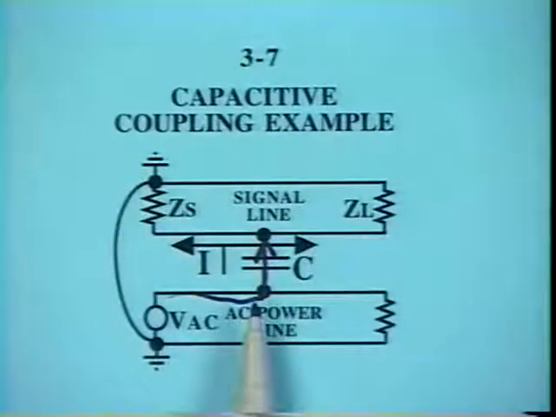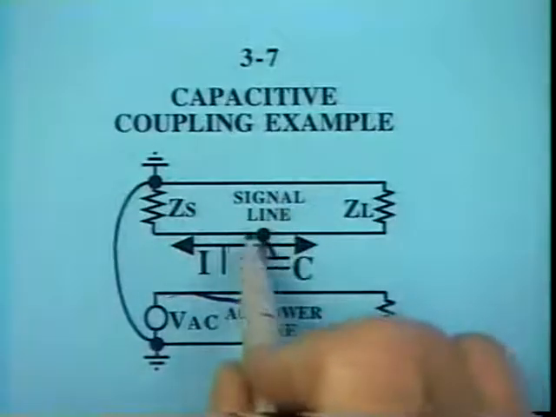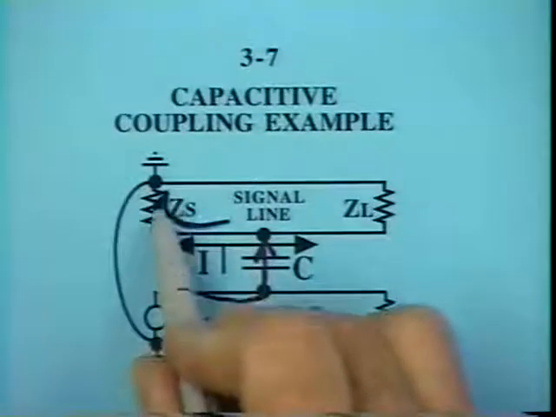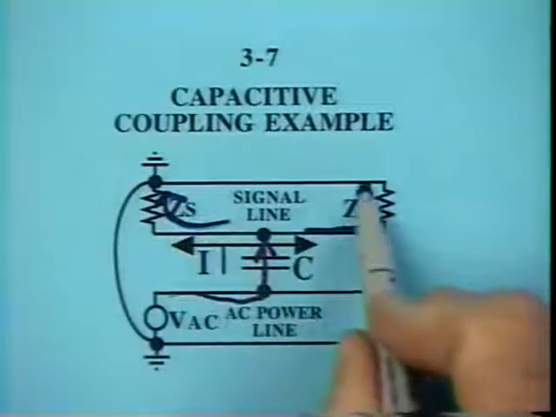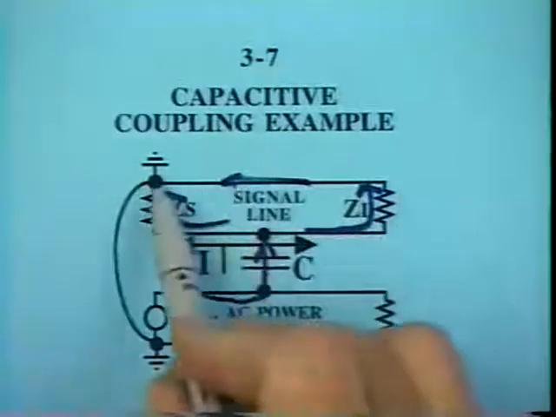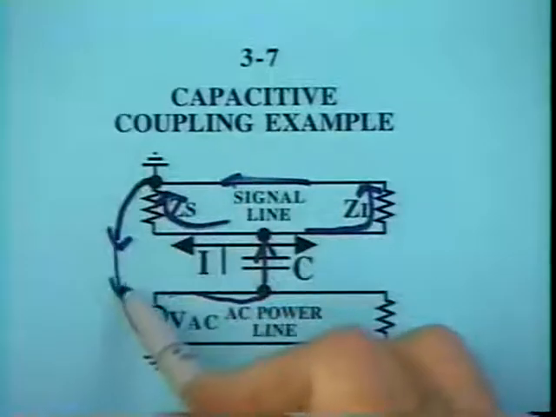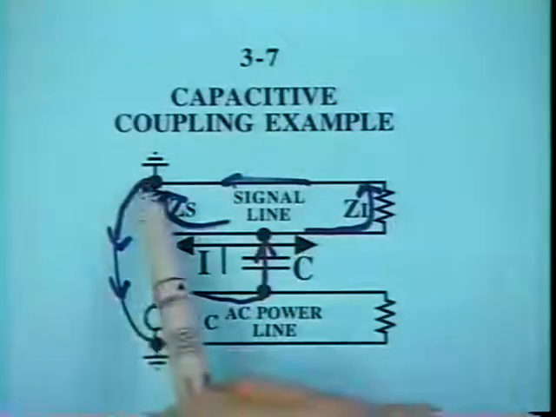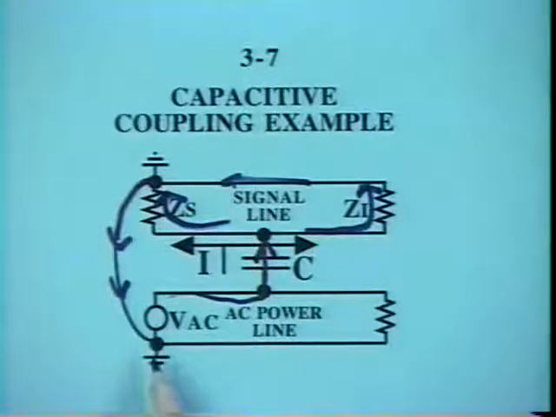Now notice what happens to the capacitively coupled current. The capacitively coupled current, once it gets into the signal circuit, divides. Some of that current goes through the source, some of that current goes through the load. And then these two currents come back together and somehow return back to their source. The return path a lot of times is a shared signal common signal return, or possibly even a grounding connection.